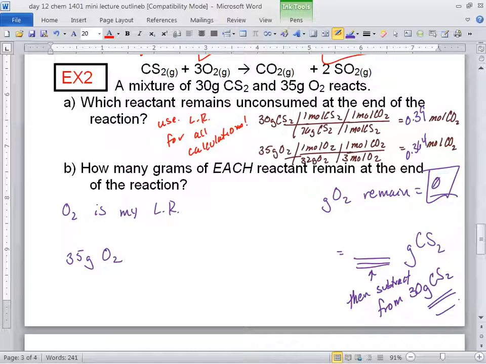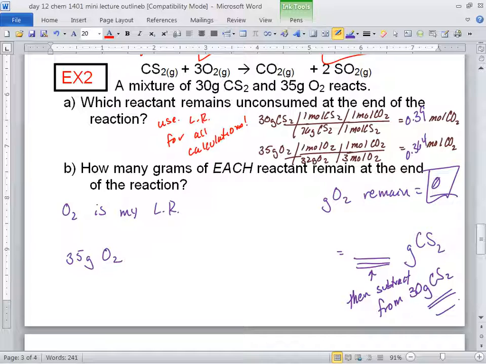Okay? So does that make sense to you? Use the limiting reagent for all calculations. No matter how you go about it, figure out who the limiting reagent is, which reactant runs out first, and then use it for all calculations, whether it's theoretical yield or if you need to know how much of the other reactant is left over, always use the limiting reagent.